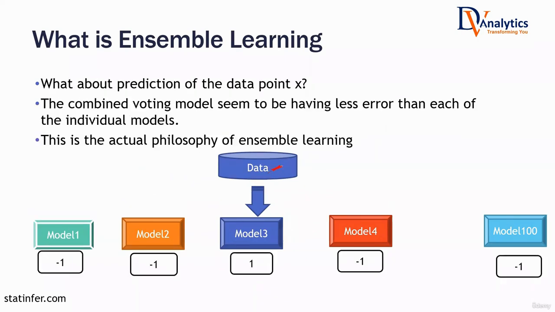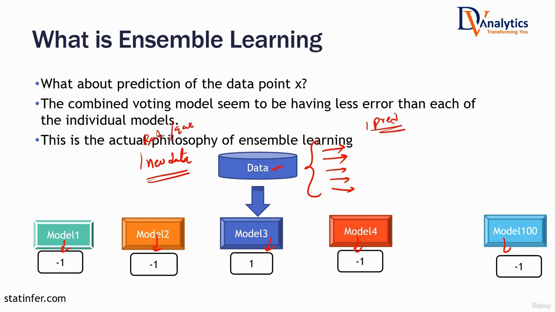Once the new data comes in, every model will give its own prediction. For one new data point, you will have 100 predictions. But for one data point, you have to make only one prediction. What do I mean by one prediction? One new customer, whether he will be a bad customer or a good customer. One prediction you have to make, but you have 100 predictions.